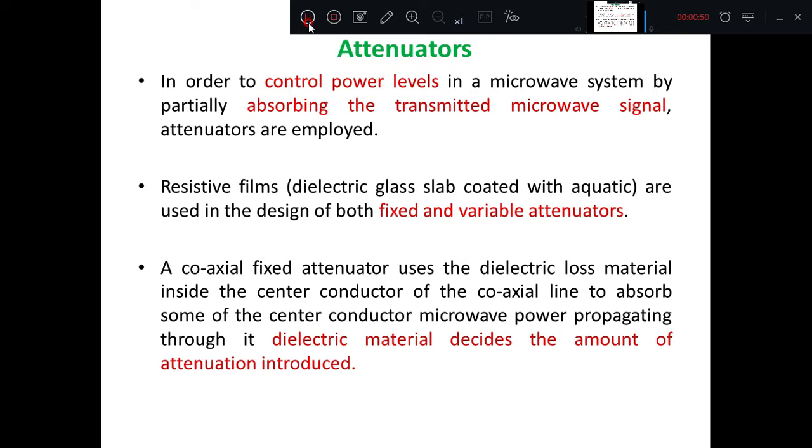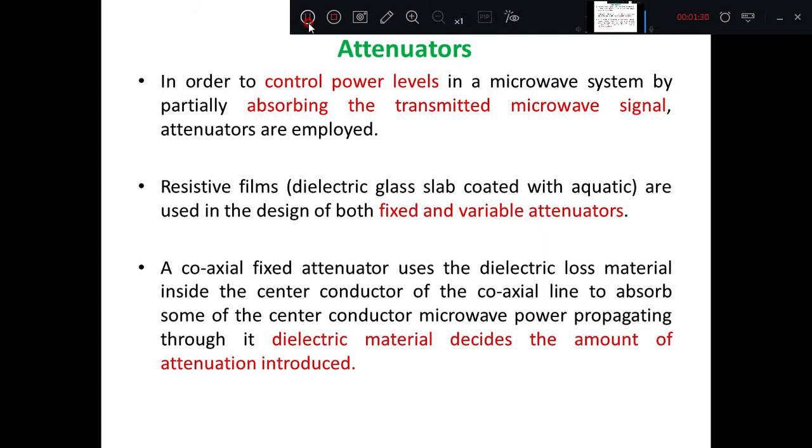So first comes the attenuators. Attenuators are used to control the power level in the microwave system by partially absorbing the transmitted microwave signals. For this reason, attenuators are employed in each and every microwave system. You need to remember the purpose of using attenuators in a microwave system: just to control the level of power of the transmitted microwave signal by partial absorption.